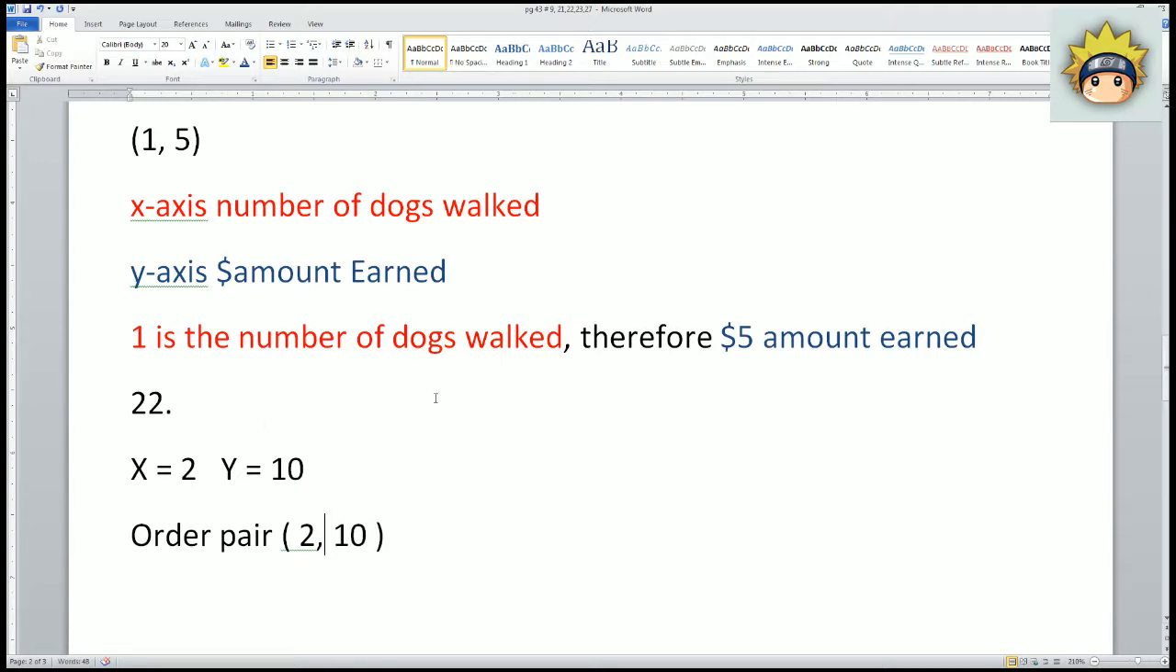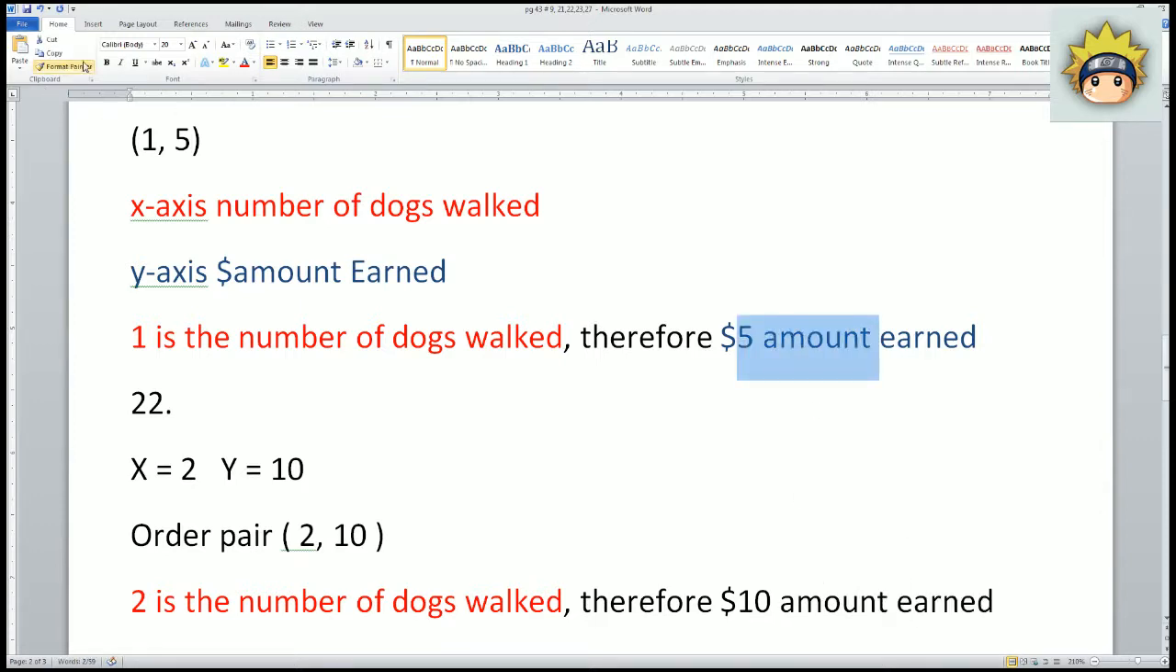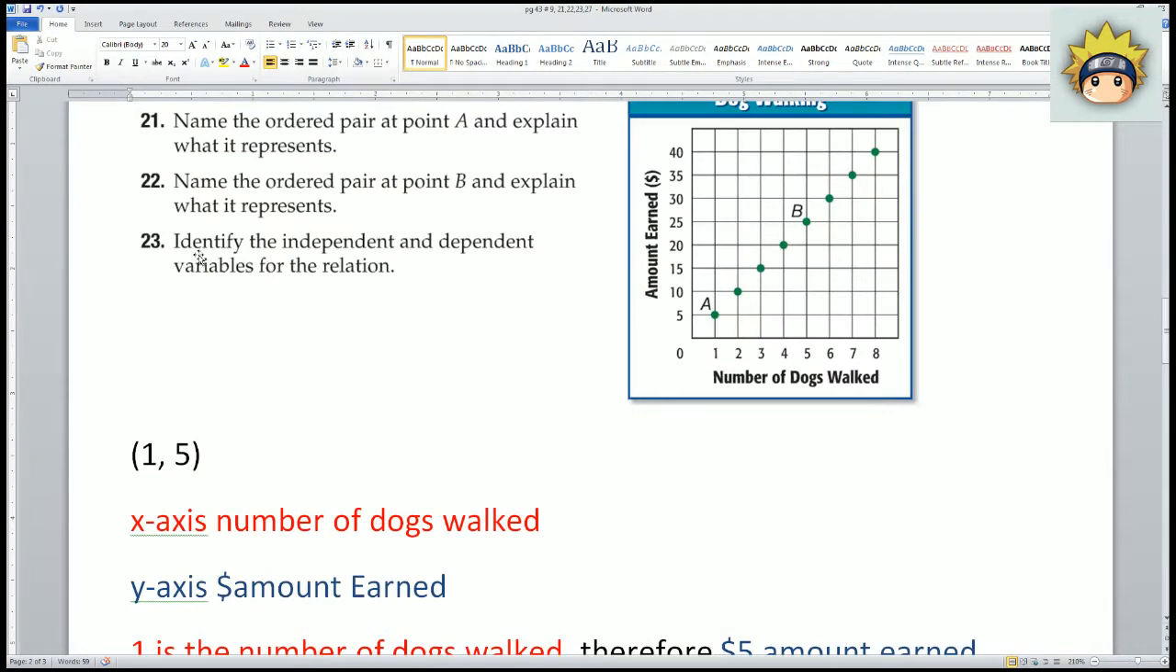And what it represents is, let's plug it into this format. Remember again, the x-axis is the number of dogs walked. Here, 2 is the number of dogs walked. I'm going to make that red so you can see that much better. Therefore, how much money was earned? The y value is $10. Amount earned. There you go, that is what number 22 represents.